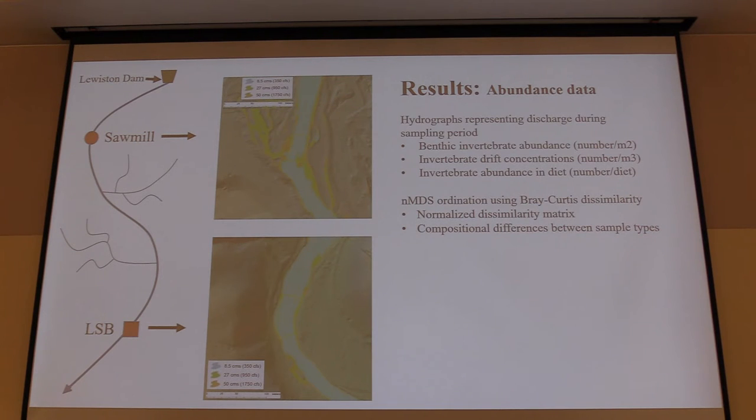And I'll only be focusing on abundance data today, just for the sake of time. I'll be using hydrographs with abundance data superimposed on top of them, as well as NMDS ordinations using Bray-Curtis similarities.